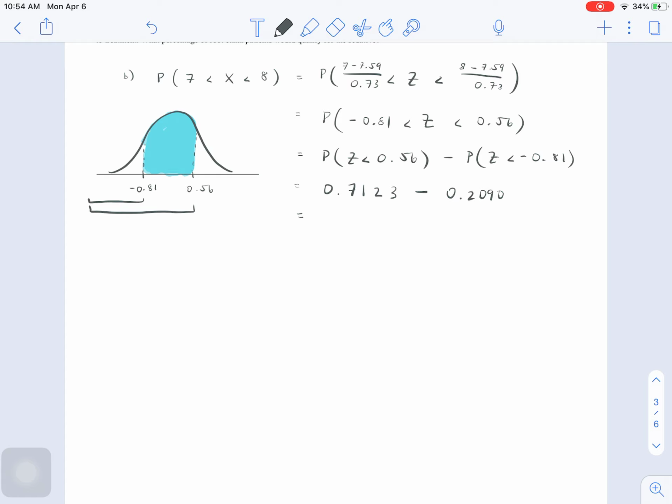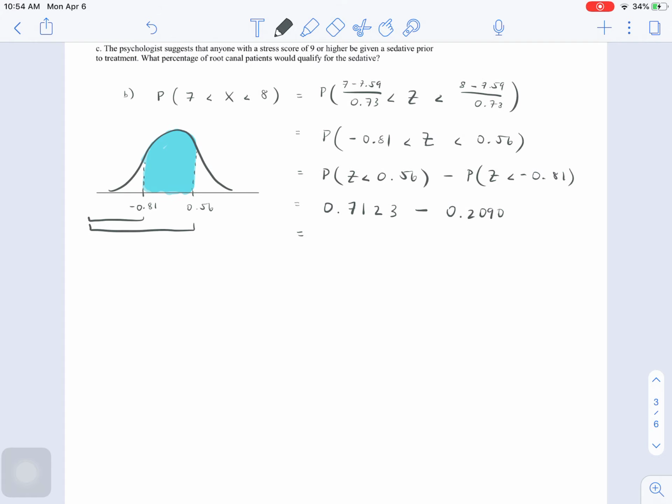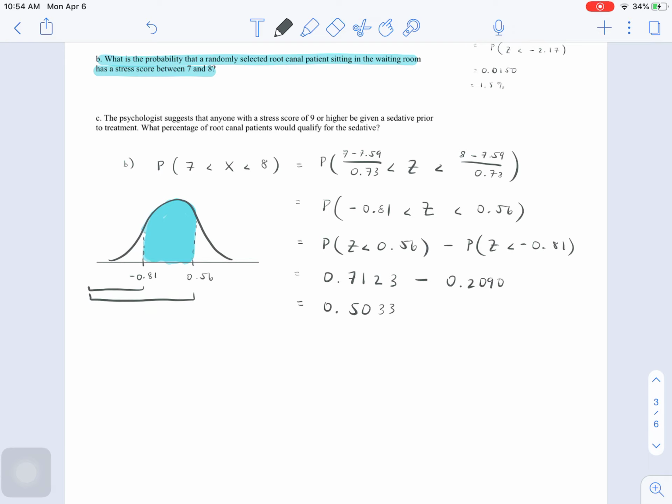So I just plug this into my calculator. 0.7123 minus 0.209. I should get 0.5033. Therefore, the probability that a random patient has a stress score between 7 and 8 is 0.5033, or approximately 50%.